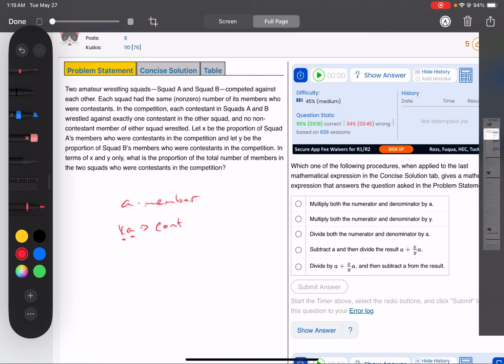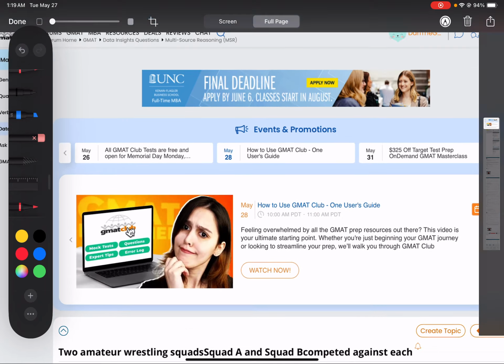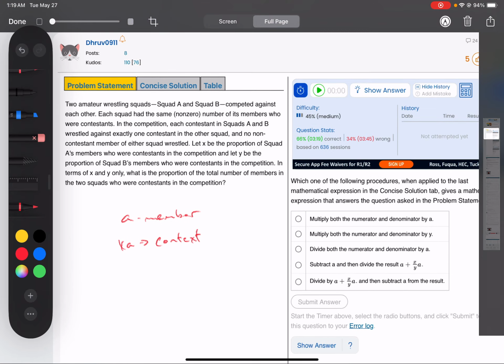This tells you how many contestants. You take the proportion times the number of people on your squad. And the same for B. If B is the members of squad B, Y times B is the number of people who actually went into the contest.